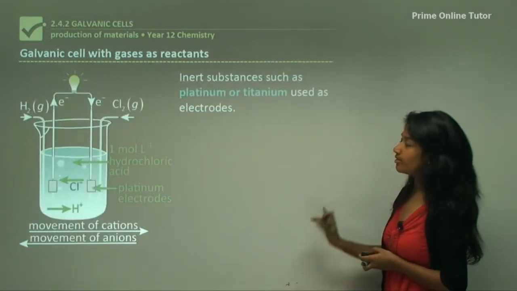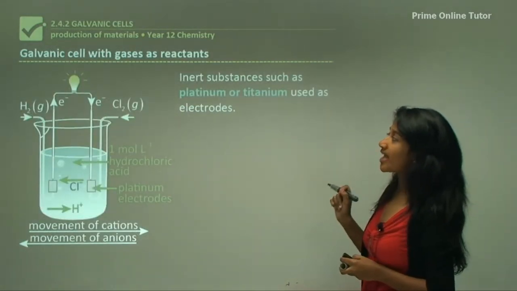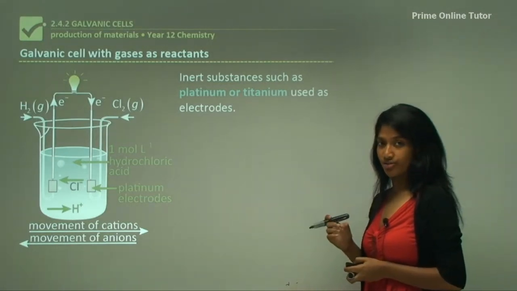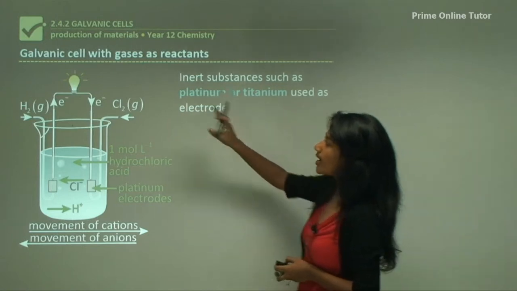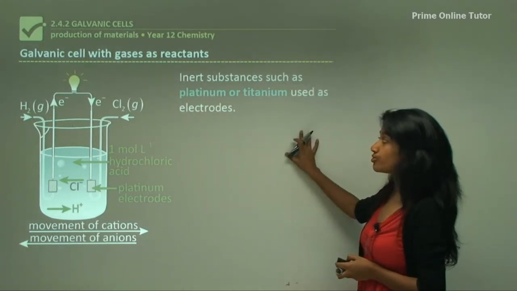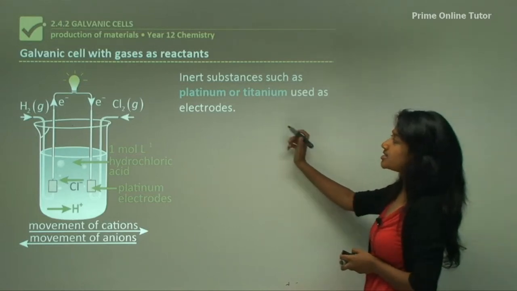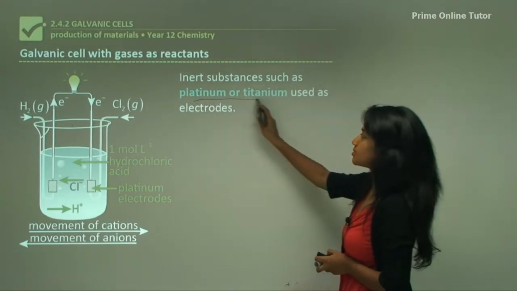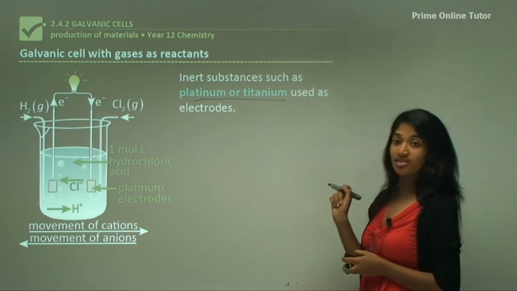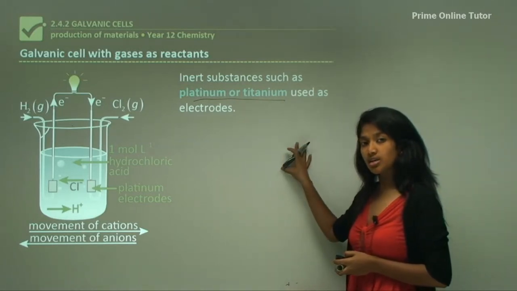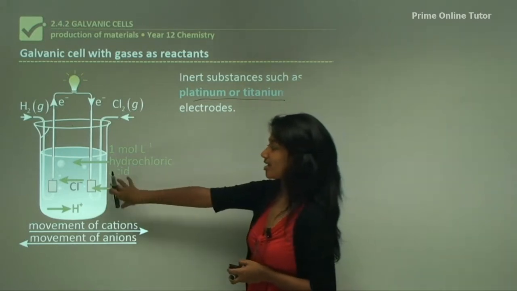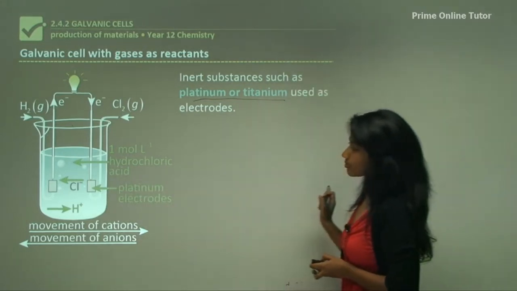Now moving on to galvanic cells with gases as reactants. What we looked at was electrodes with solids. Now what happens when there are gases as reactants? We still do require an electrode, and these electrodes are going to be inert substances such as platinum or titanium. Why do we use inert substances? Because inert substances don't react, which means that they don't partake in the chemical reaction.